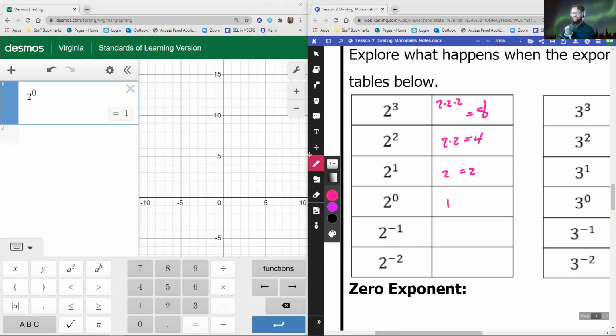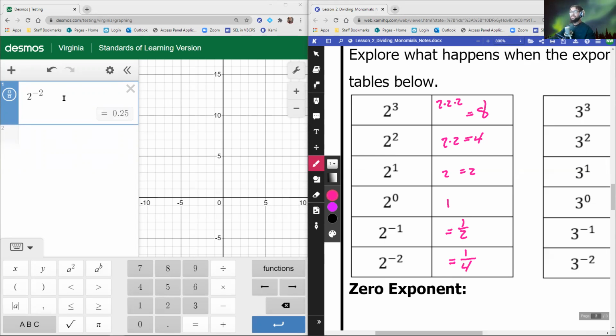A lot of you caught wind of that when we were doing the Kahoot earlier. And then 2 to the negative 1, when we type that in, what do we get? If I type in negative 1 here, I get 0.5. 0.5 as a fraction is 1/2. So 2 to the negative 1 is equal to 1 over 2. And then 2 to the negative 2 is going to be 0.25. As a fraction, that's 1 over 4.